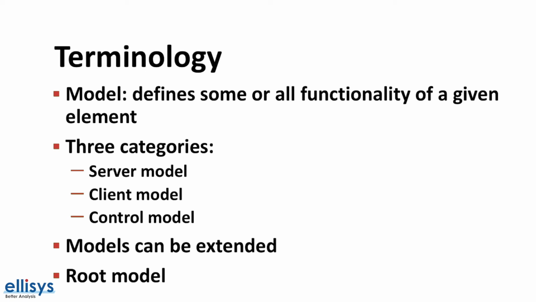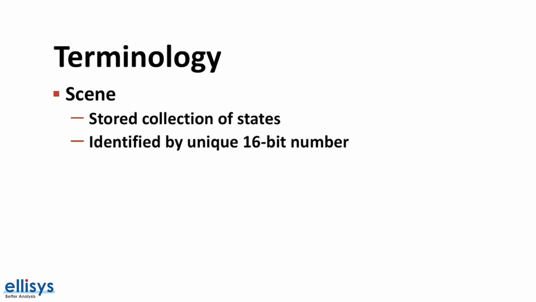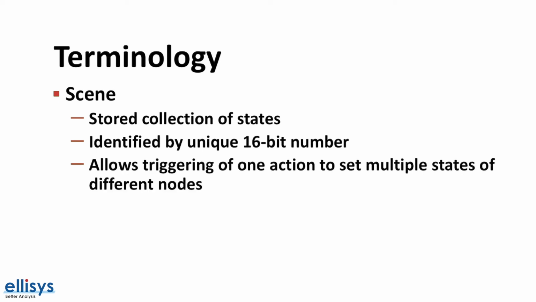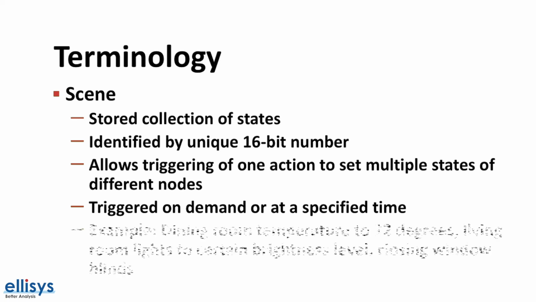The final concept we'd like to cover is the concept of scenes in a Bluetooth mesh network. A scene is a stored collection of states. It is identified by a 16-bit number, which is unique within a mesh network. Now, scenes allow triggering of one action to set multiple states of different nodes in the network. They can be triggered on demand or timed at a specific time.